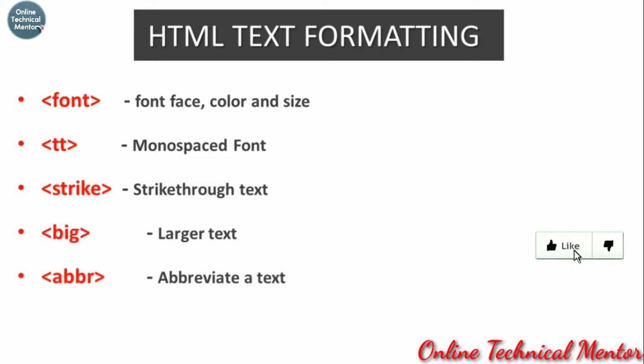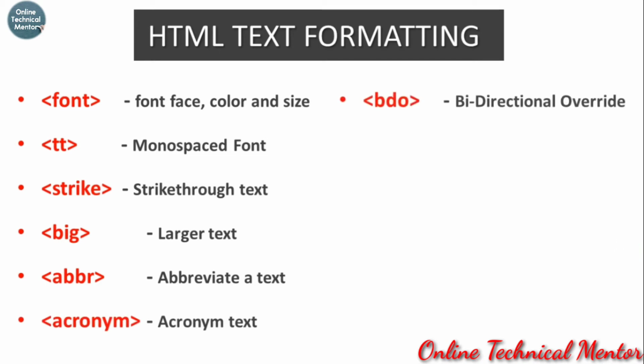ABBR is used for abbreviation. Acronym tag is used for an acronym text. BDO: if you want to display your text in reverse direction, then the BDO tag is required. Next, DFN. When you write a definition, suppose you want to highlight a main word or keyword within the definition. For that, the DFN tag is required.